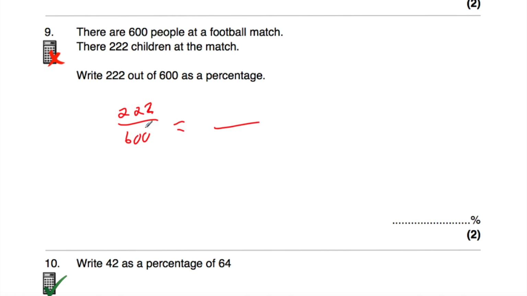So what I'm going to do is I'm going to actually divide both of these by 6. If we divide the denominator by 6, that'll give us a denominator of 100. And then if we divide the numerator by 6, then we'll find out what it would be out of 100. So that'll be our percentage.